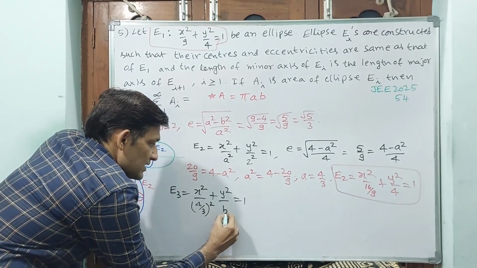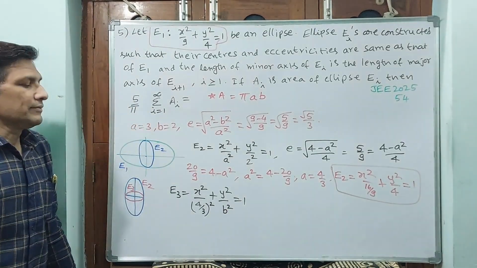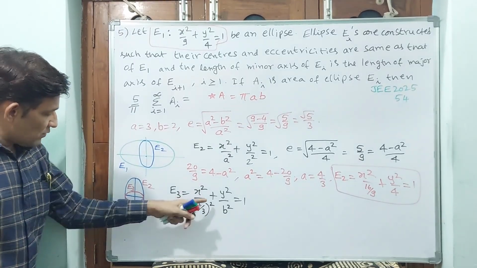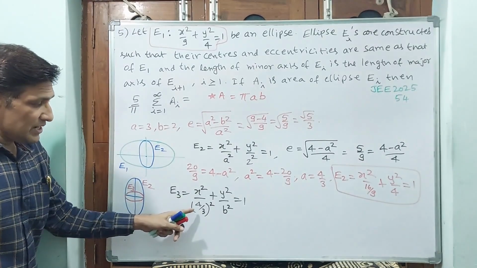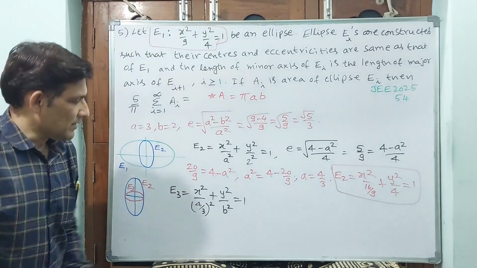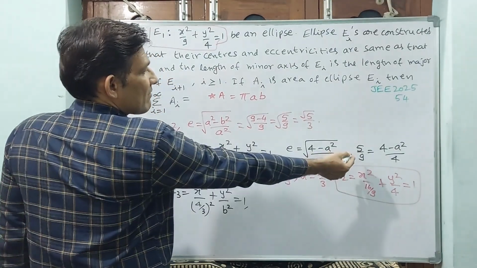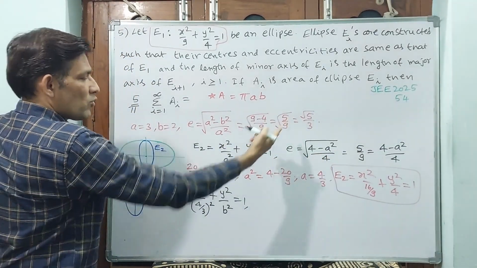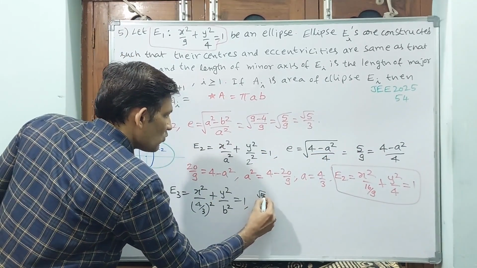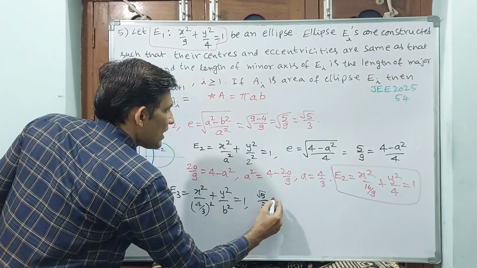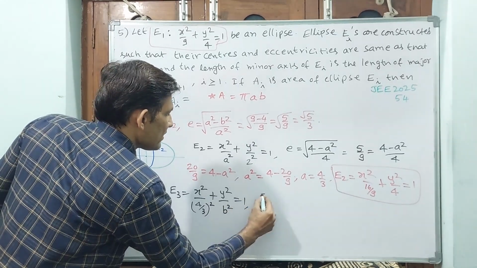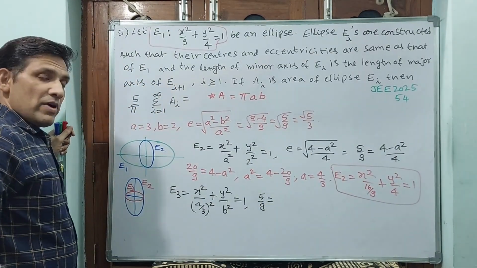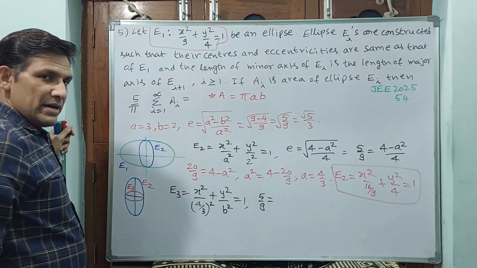Now this I am writing as b square. But b square means the y axis is less, that means something less than 4 by 3 is going to come here. Okay, now again I am going back. Why? Because 5 by 9, e square, or what we can say root 5 by 3, is common. Directly I will write the square: 5 by 9 is equal to a square minus b square by a square.